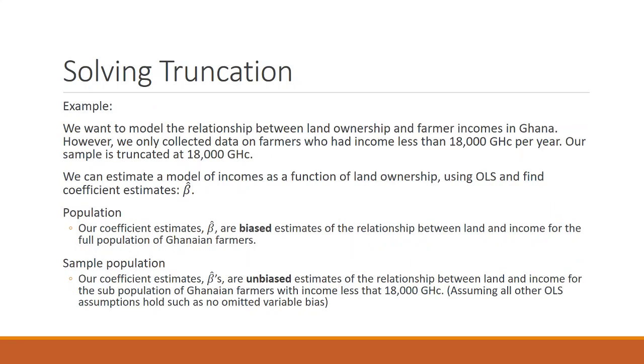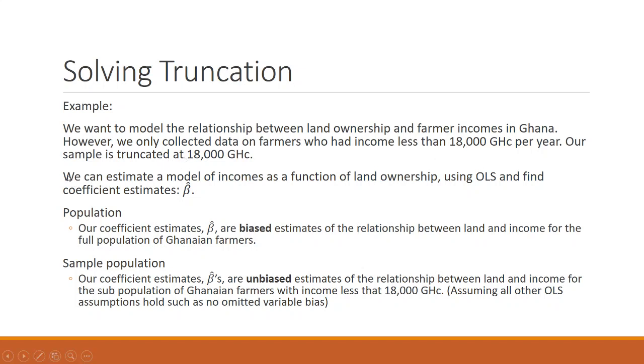Oh, you know what? I've got a great example. Let me do an example to make that more clear. We want to model the relationship between land ownership and farmer incomes in Ghana. However, we only collected data on farmers who had income less than 18,000 Ghana cedis per year. Maybe we collected it, or maybe we're using somebody else's data set, but either way, our sample data is truncated at 18,000.